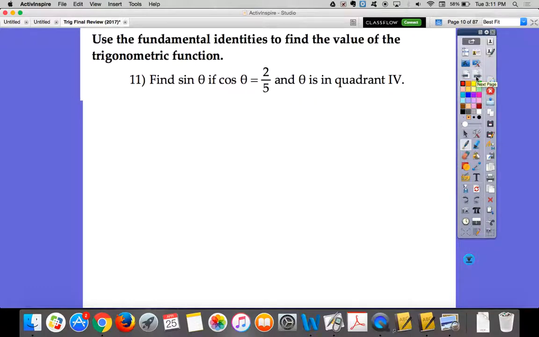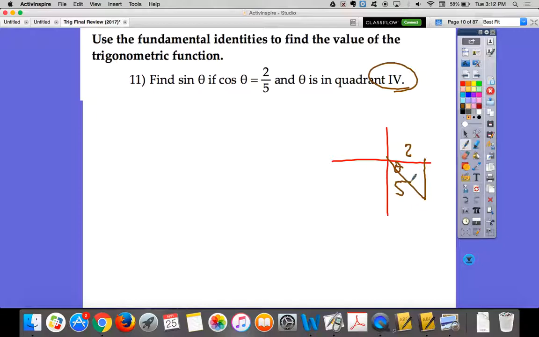Okay, use the fundamental identities to find the value of the trigonometric function. So find sine if you know that cosine is 2/5 and you know it's in quadrant 4. So let's take our clues and draw the graph. Quadrant 4, let's drop a triangle in there. We know that cosine is 2/5. So that means adjacent is 2, hypotenuse is 5. This is not a special condition.